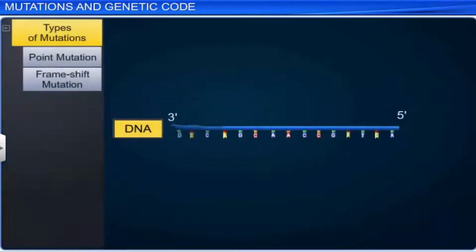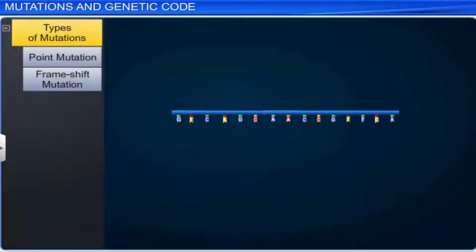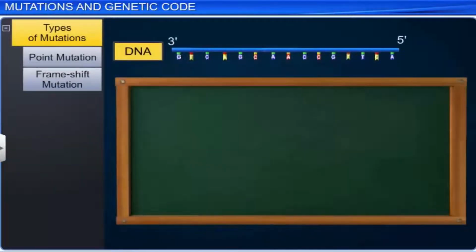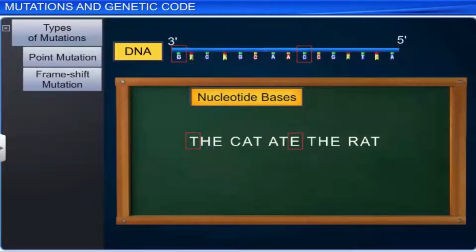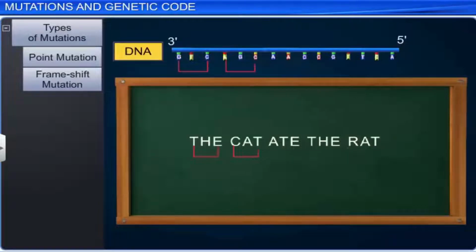To understand these two types of mutations, let us use the statement, "The cat ate the rat," to represent a DNA template. The individual words of the statement represent triplet DNA codons, and the letters represent nucleotide bases. Moreover, just like a DNA template, the statement is a reading frame where the words are contiguous and non-overlapping.